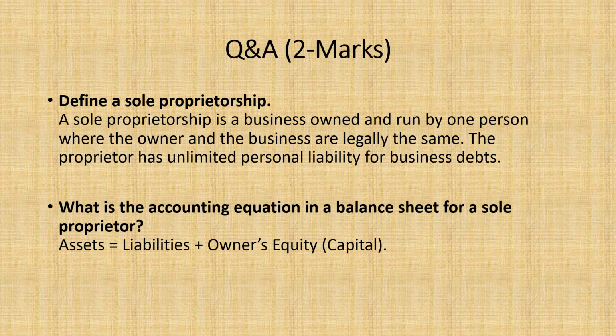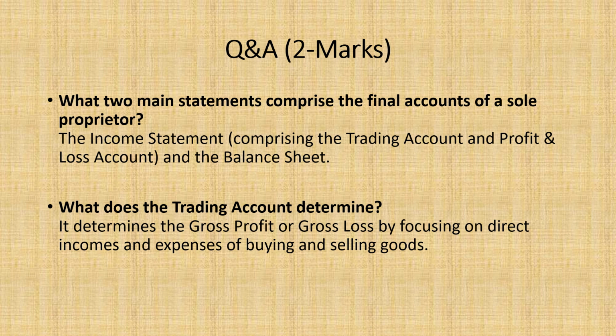What is the accounting equation in a balance sheet for a sole proprietor? The accounting equation is assets is equal to liabilities plus owner's equity, that is capital. What are two main statements comprise the financial accounts of a sole proprietor? The income statement comprising the trading account and profit and loss account and balance sheet. These are the two main statements included in financial accounts of a sole proprietor.